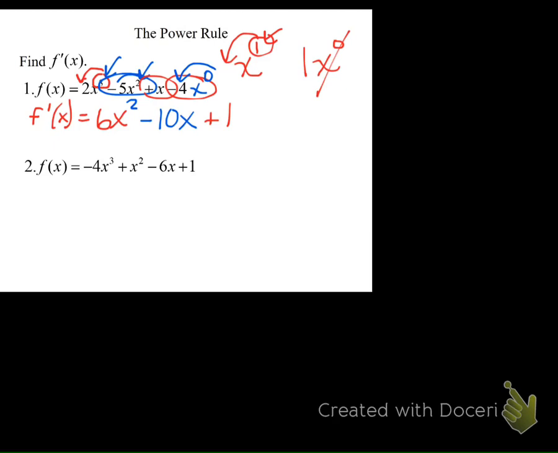Okay, now look back at the original problem. Let me erase all this mess that I have here. Look back at the original problem and look back at our answer and notice that the answer for each term is just 1 degree less. Okay? So if it started with an x cubed, my derivative is an x squared. If it started with an x squared, my derivative is an x to the first. If it started with an x to the first, then my derivative is the coefficient in front. And if it starts as a constant, the derivative is 0. So now hit pause and try the second one on your own.